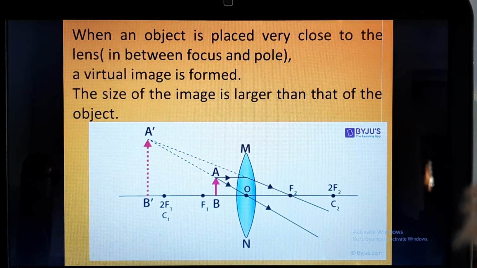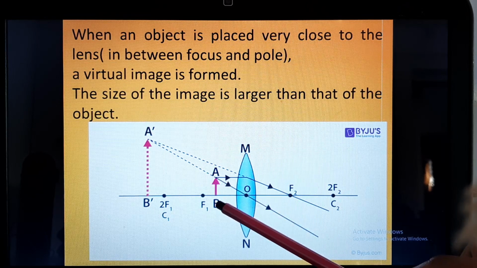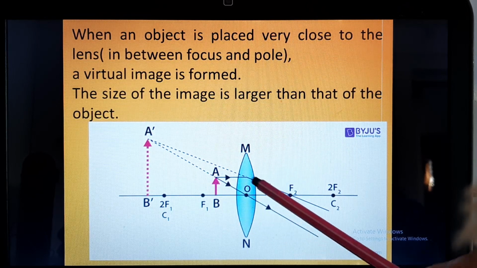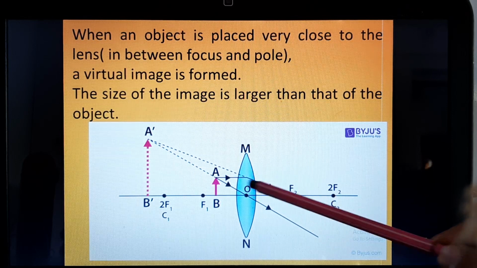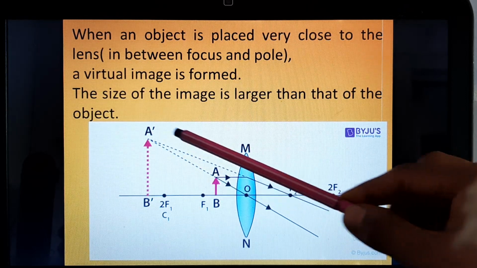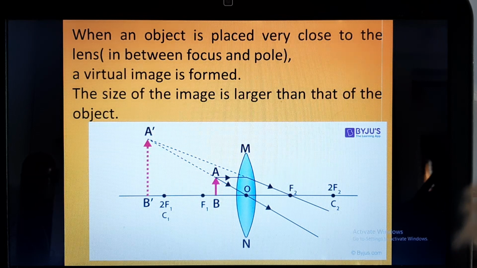When an object is placed very close to the lens, between focus and pole, a virtual image is formed and the size of the image is larger than that of the object. Here you can see the object is very near, and the rays are not going to meet anywhere because they are very close. Now they are extended, and they appear to meet here, so the image is virtual but it is enlarged.